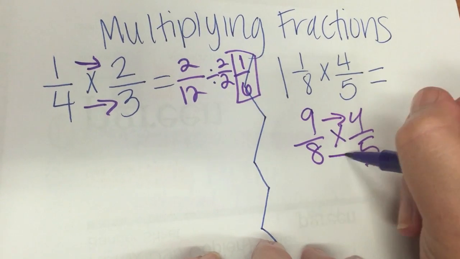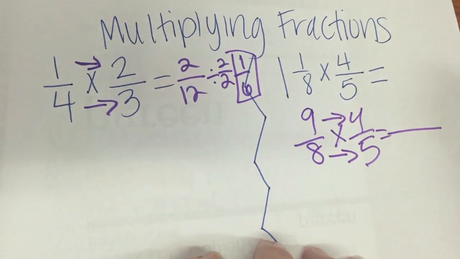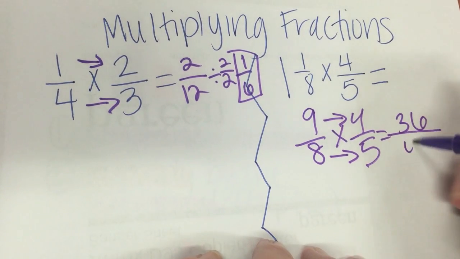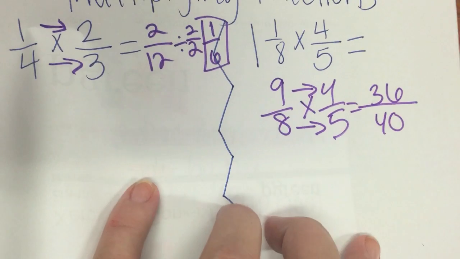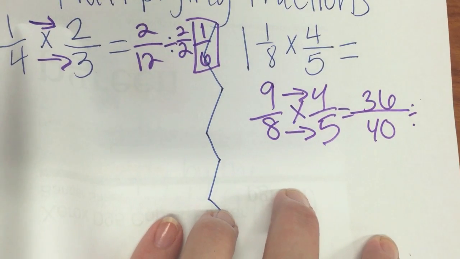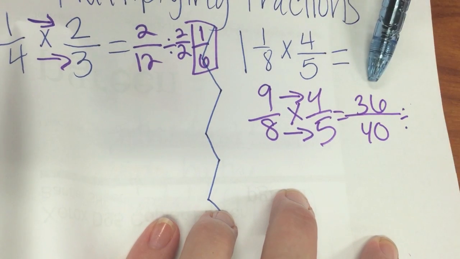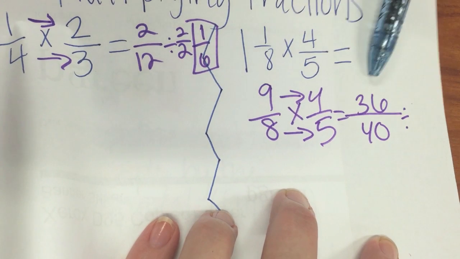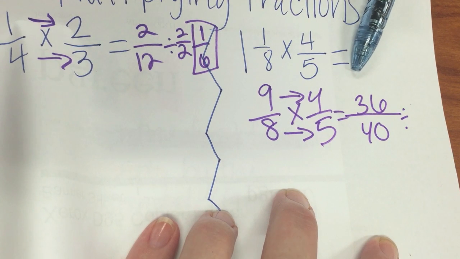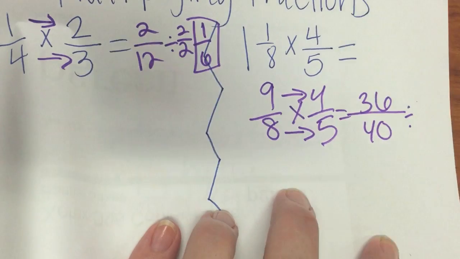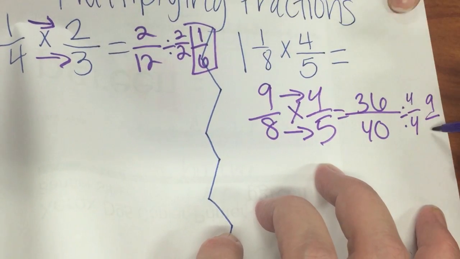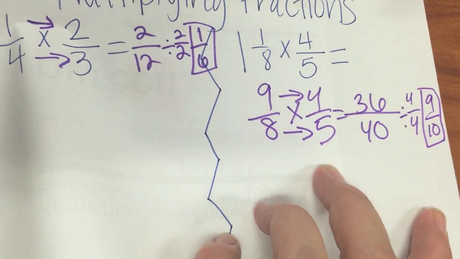Now I'm going to multiply straight across. 9 times 4 is 36. And 8 times 5 is 40. Now, what can I do? Simplify! And what are they both divisible by? 2 for sure, but I see something else they're both divisible by. 7. No, not quite 7. Oh, 4? Oh, yes, it is. 4, because 36 divided by 4 is 9, and 40 divided by 4 is 10. That is in its simplest terms.